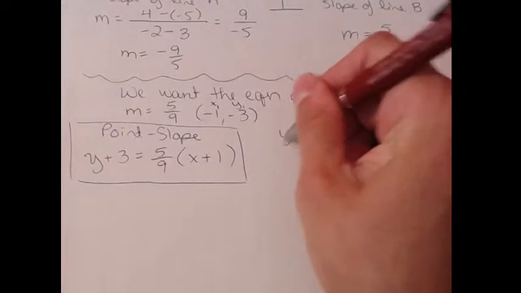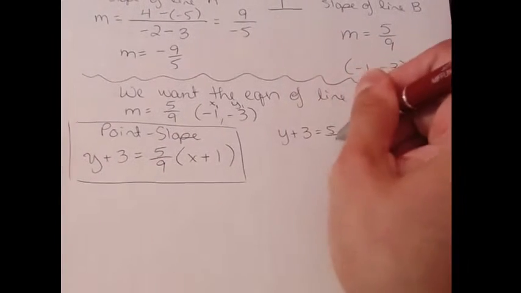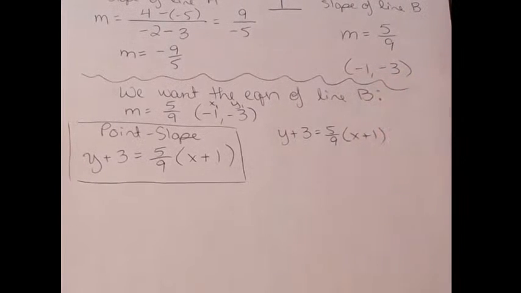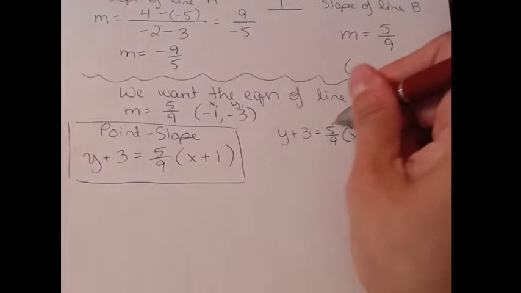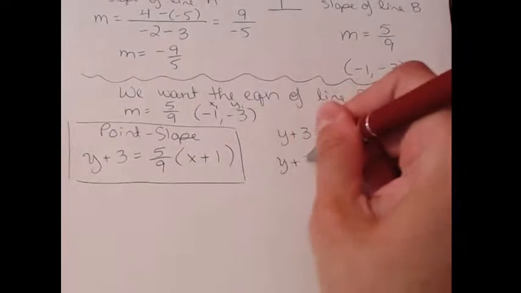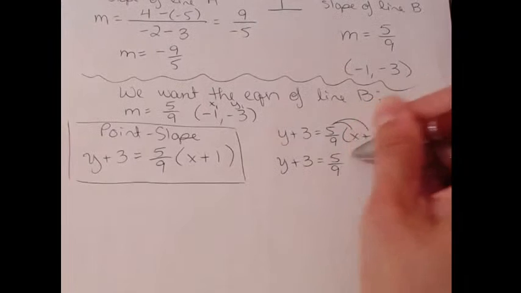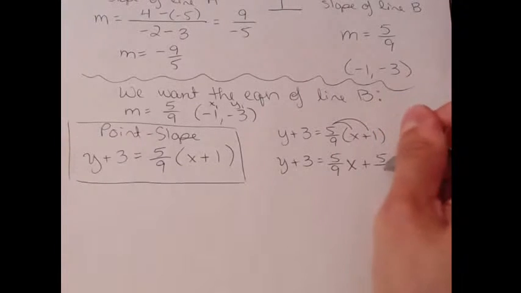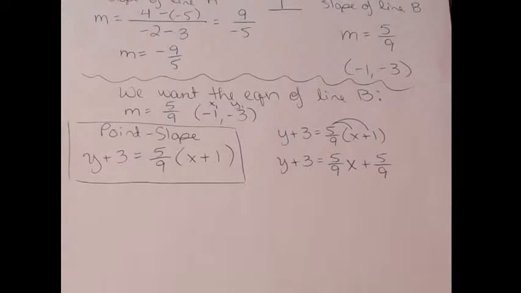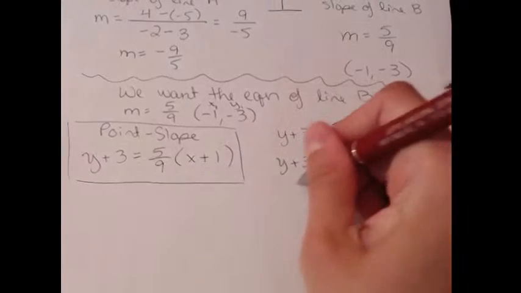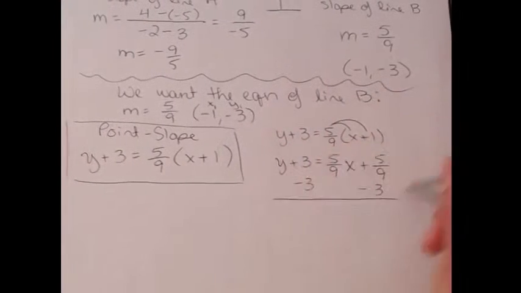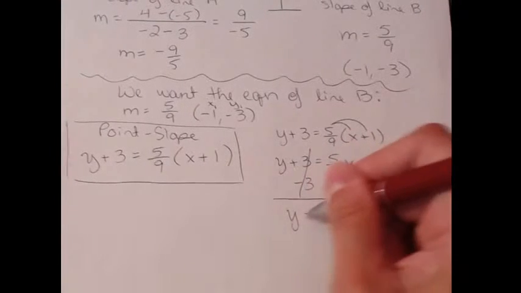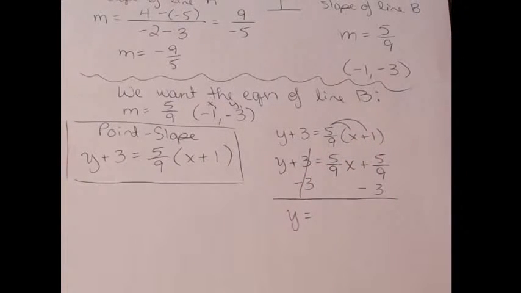Next, I'm going to rewrite my point-slope form, and I'm going to distribute so that I can derive slope-intercept. So we distribute the 5/9, that gives us y plus 3 is equal to 5/9 x, and then 5/9 times 1, which is just a positive 5/9, right? 1 is our identity. Next, I'm going to subtract 3 because I need to isolate y. Remember, the goal is y equals mx plus b, slope-intercept form.